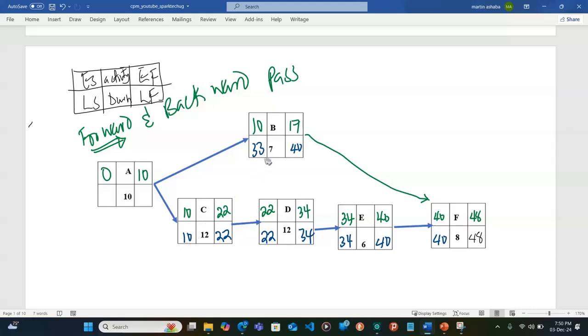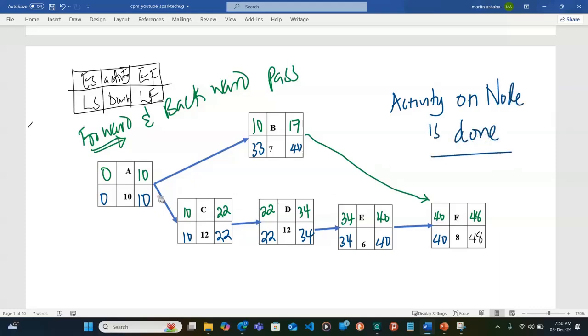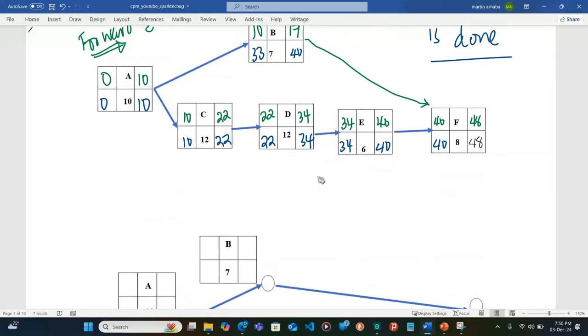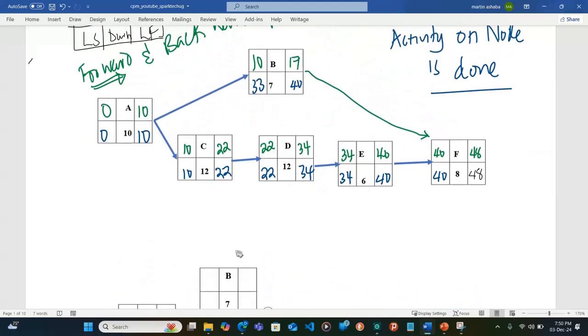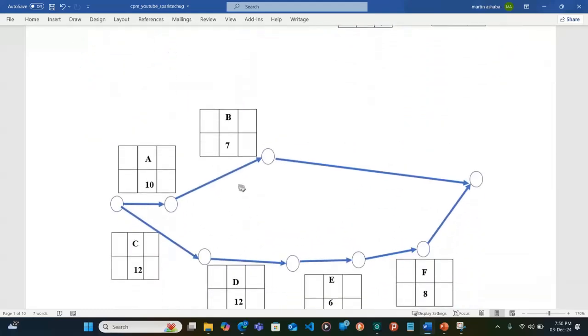So if I compare 33 and 10, I see that 10 is the minimum, so I put my 10 here, so minus 10, I get 0. So that means our activity on node is done. So that is our activity on node. Now finally, we just have to copy this and put it on activity on arrow.